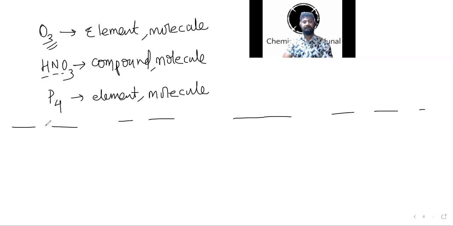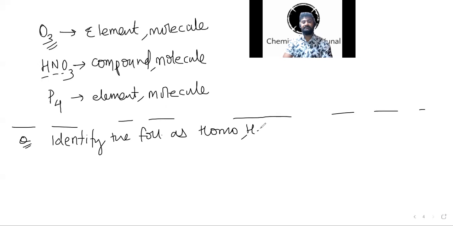Now, let's do some questions and then we'll wrap up the session. So the questions are, identify the following as homogeneous, heterogeneous, compound, molecule, element. You need to tell me what they are.